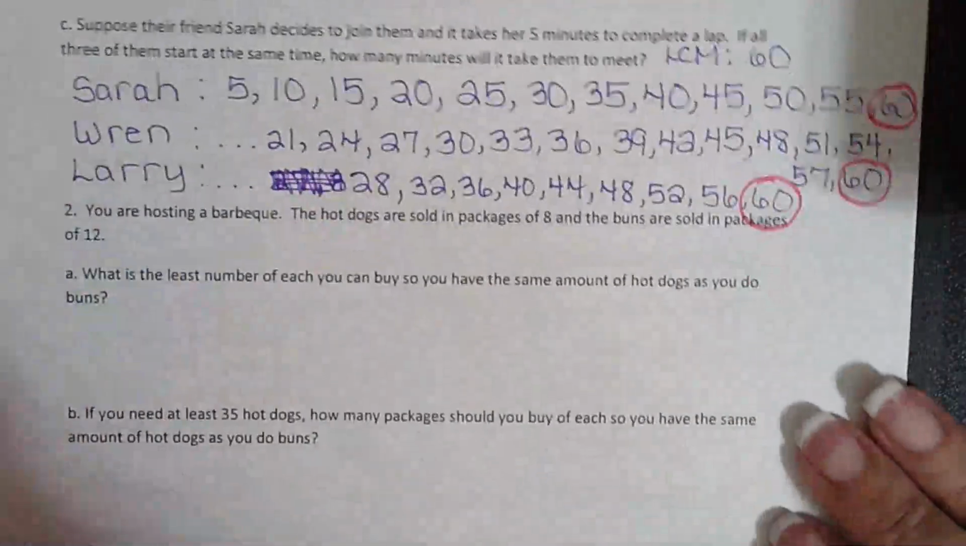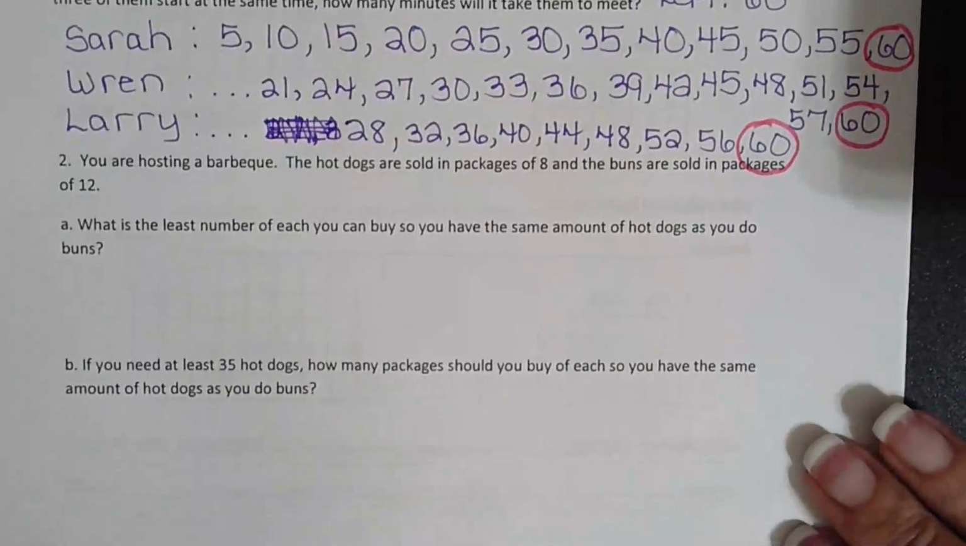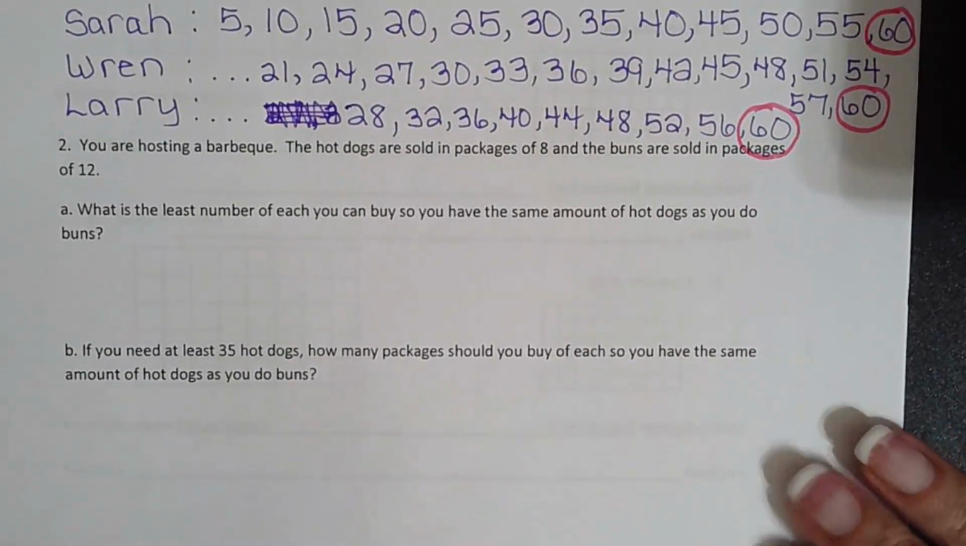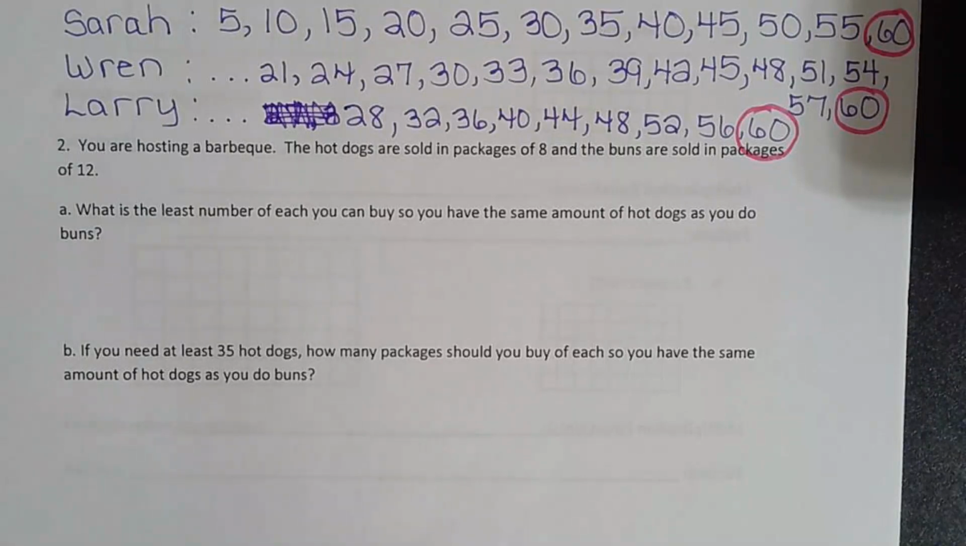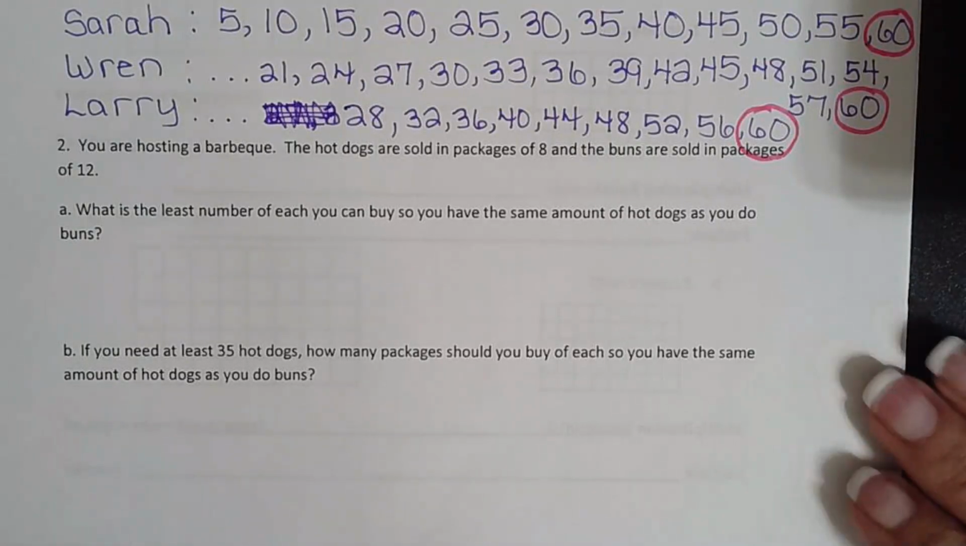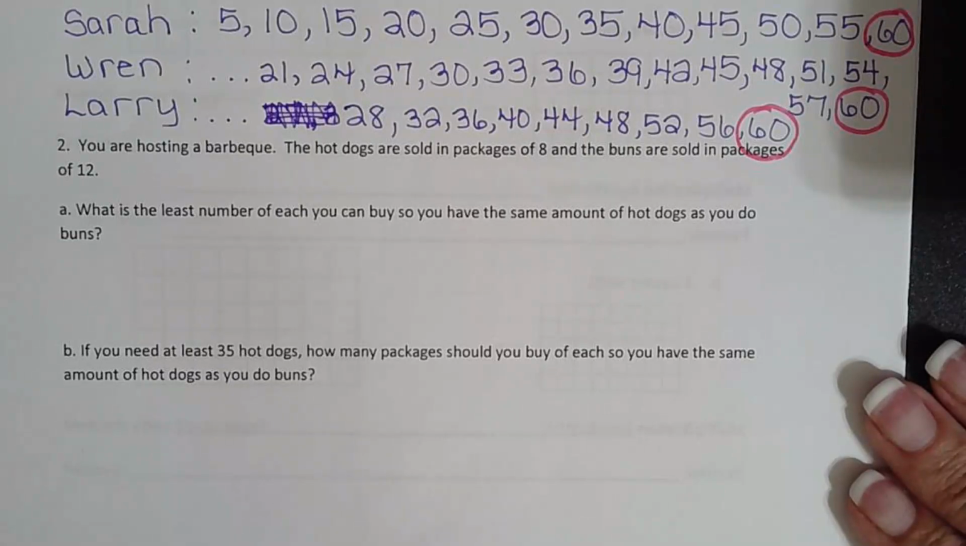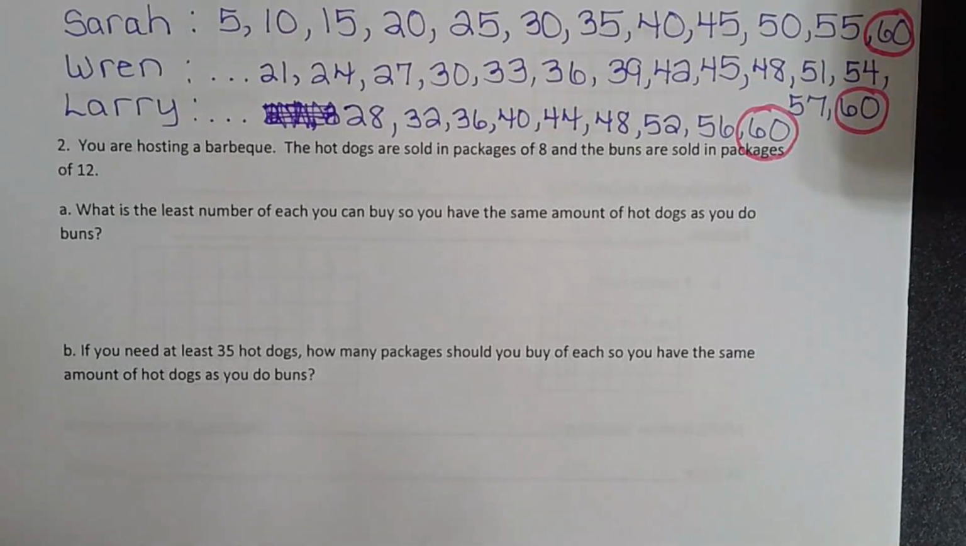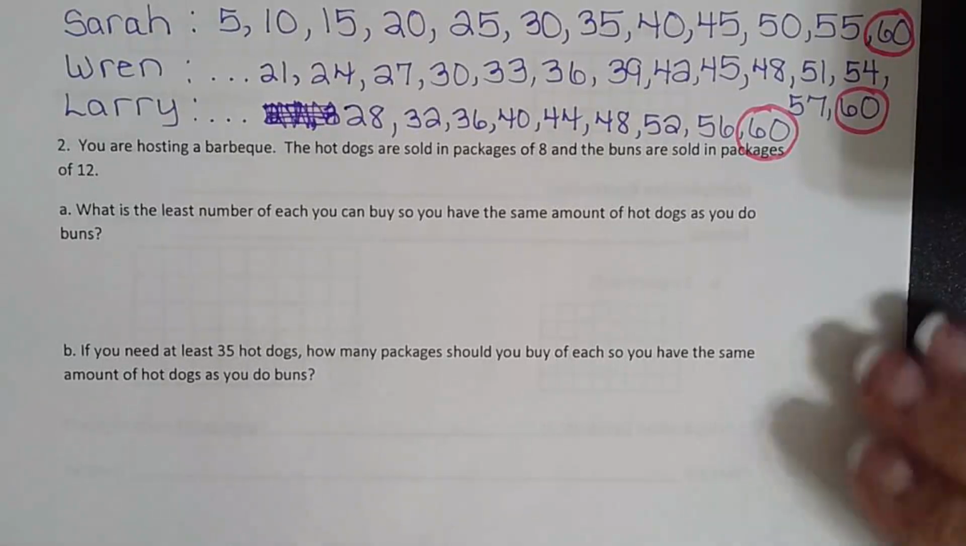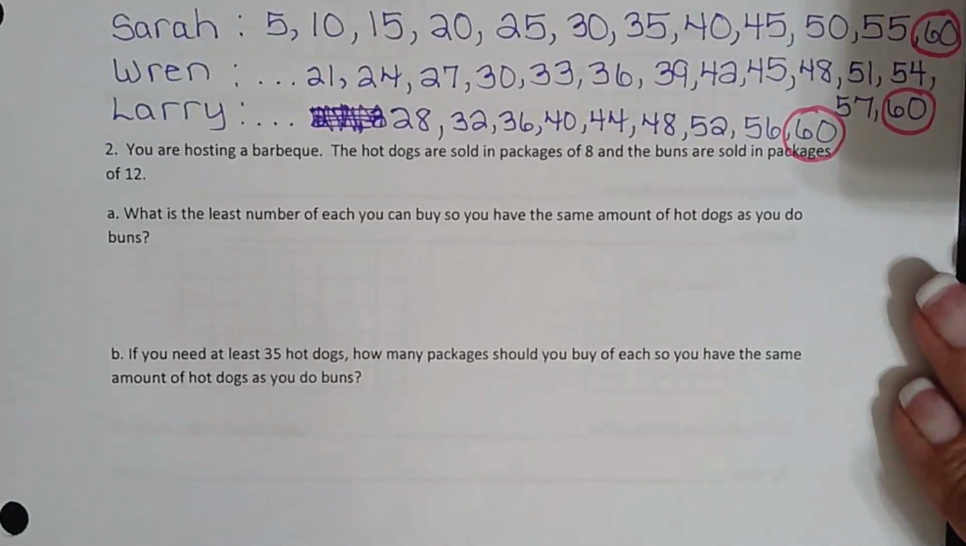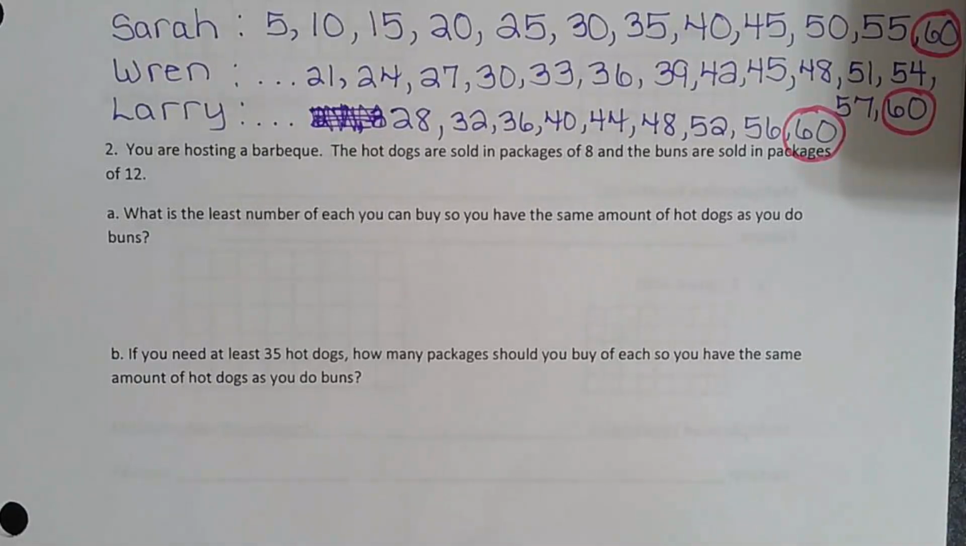Okay, so if you want to shut off the recording and try this one on your own, this is a good one, not too hard, pretty easy. So good one to practice on. So hot dogs are sold in packages of 8 and buns are sold in packages of 12. Okay, so join me after you work this one out and we'll see how you did.